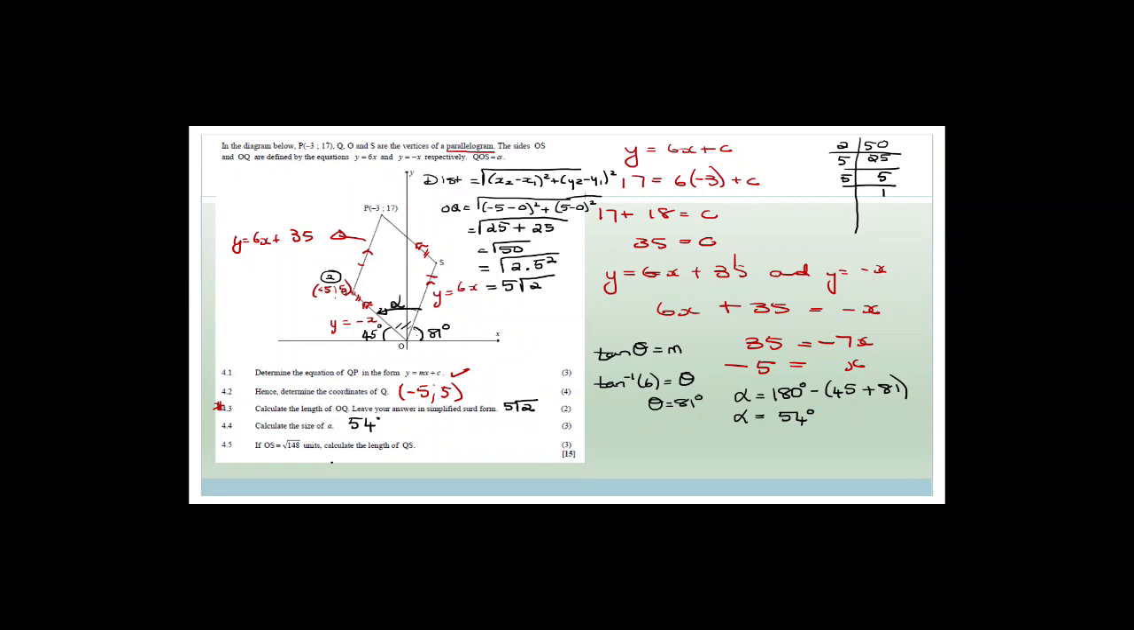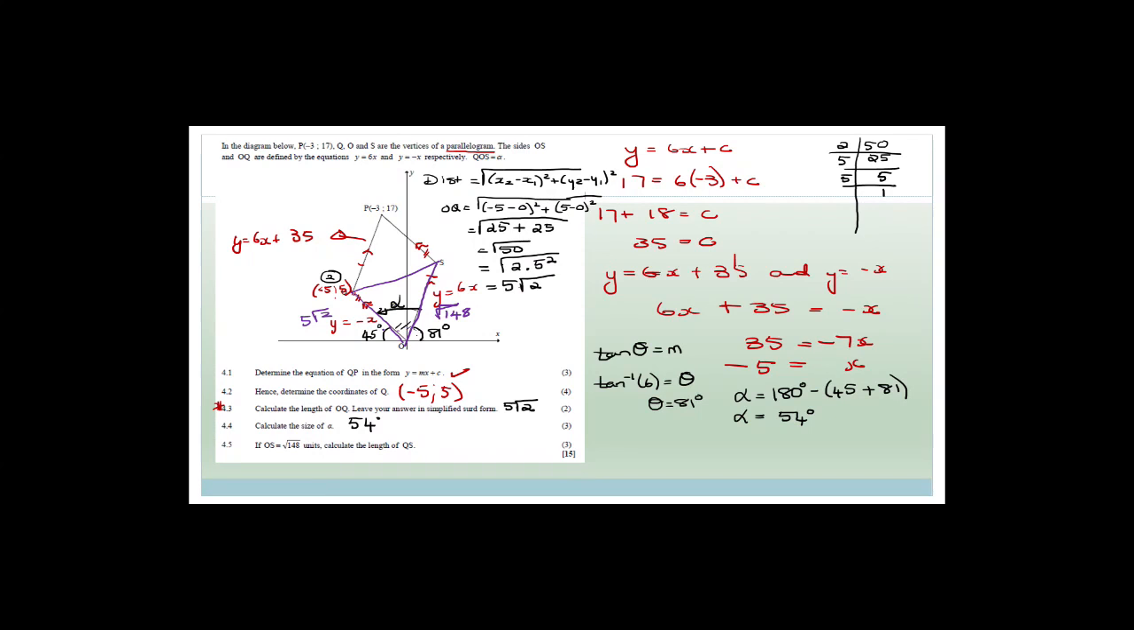Now it says, if OS, this length here, let's just change color so you can see what I'm doing, if OS, the length of this, is square root 148, calculate the length of QS. Do you agree we've got this length here? This length we worked out to be 5 root 2. This is the square root of 148. Unfortunately this angle is 54 degrees, so we can't use a right angle triangle at all.